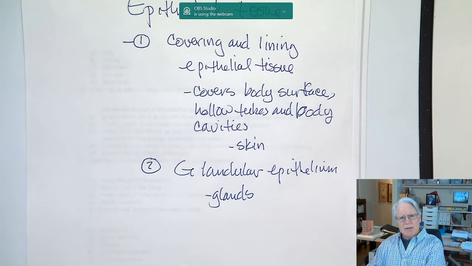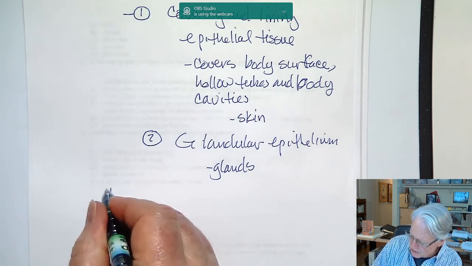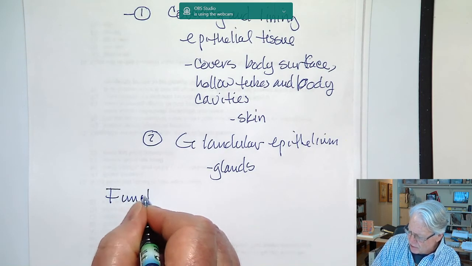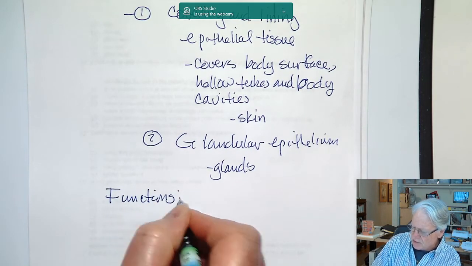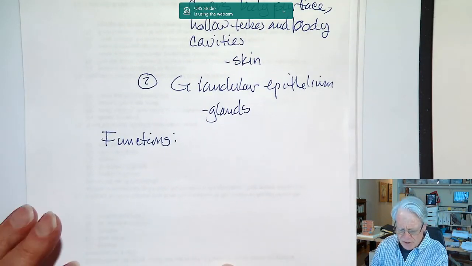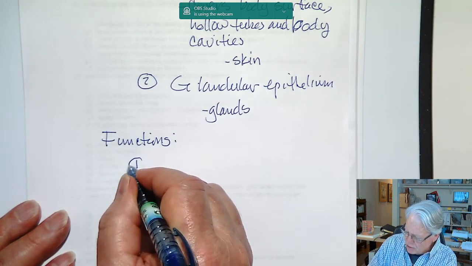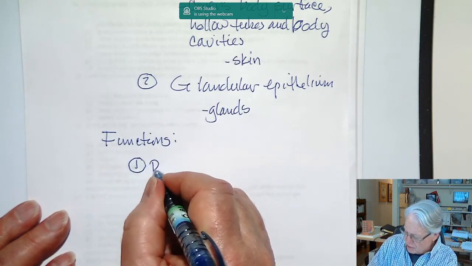So let's talk a little bit about the functions then of epithelial tissue. What does it do for us? How does it contribute to homeostasis? So let's talk about some of the functions. In fact, all of the functions. Very briefly, not in a great deal of detail, but just so that we know. Number one, protection.